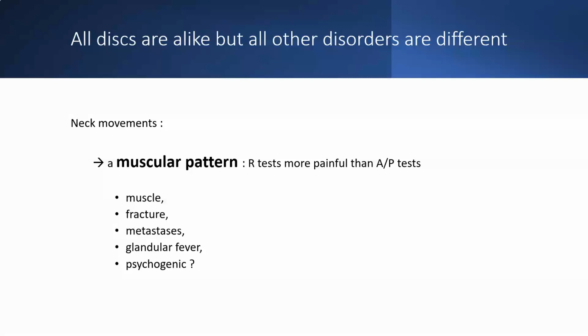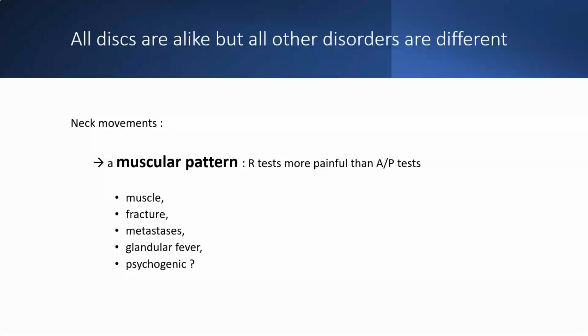Let's imagine we find a muscular pattern. And what does that mean? Well, that means that the resisted tests are more painful than the active and the passive tests. You can forget an internal derangement. This is not the image of an internal derangement. So we can think of a real muscle problem, fracture, metastasis, glandular fever.